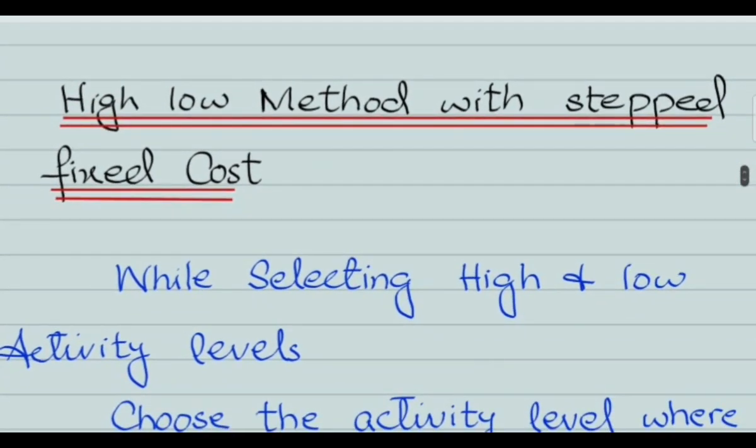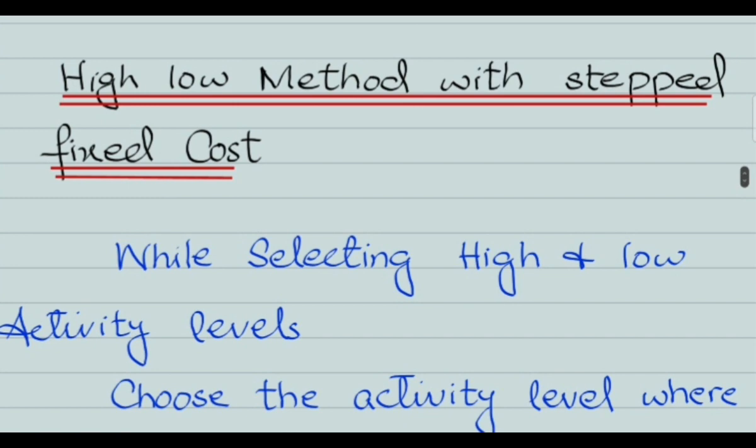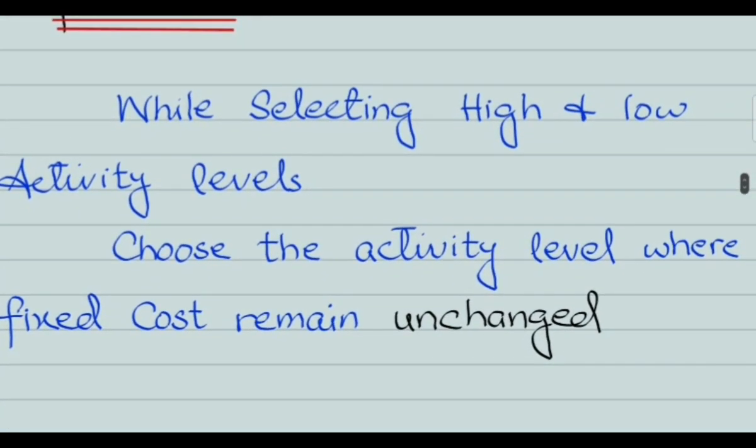Next is a situation where we need to consider the high-low method with step fixed cost. In that case, while selecting the high and low activity level, you have to choose the two activity levels where the fixed cost remains unchanged.